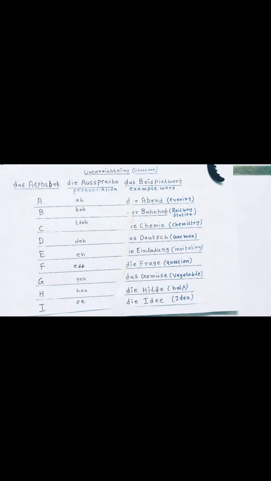A for der Abend, evening. B for der Bahnhof, railway station. C for die Chemie, chemistry. D for das Deutsch, German. E for die Einladung, invitation. F for die Frage, question. G for das Gemüse, vegetable. H for die Hilfe, help. I for die Idee, idea.